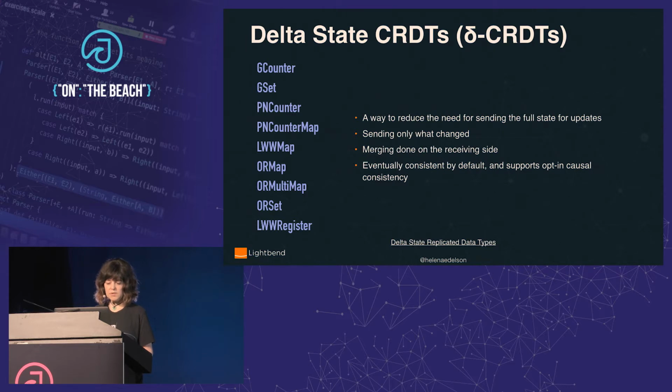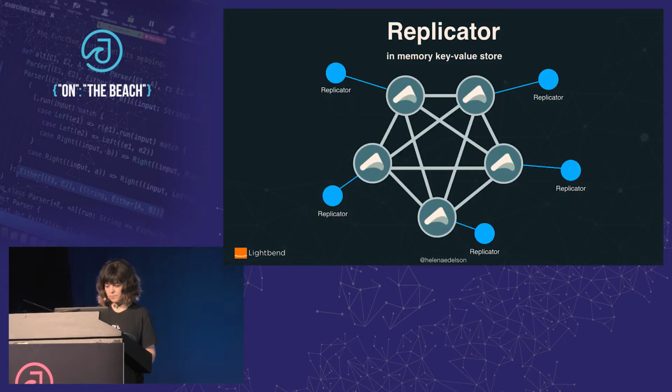So there's the G-Counter, G-Set, and PN-Counter, like a positive-negative counter. And these are all out of the box. And then it's very easy to also implement your own. I think I have a sample for that, actually.